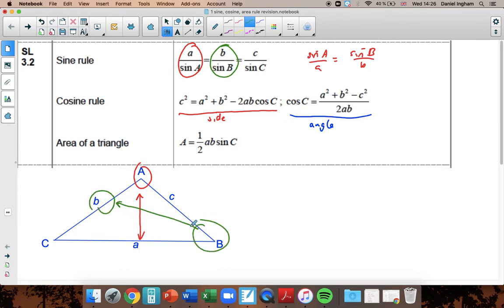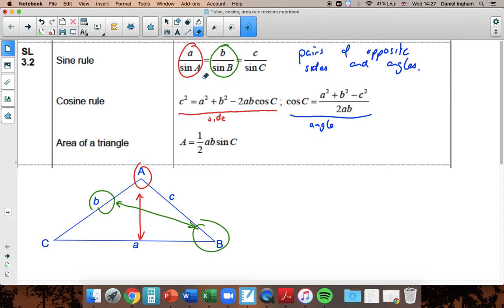Basically, how I think about the sine rule is we can use the sine rule if we've got pairs of opposite sides and angles.